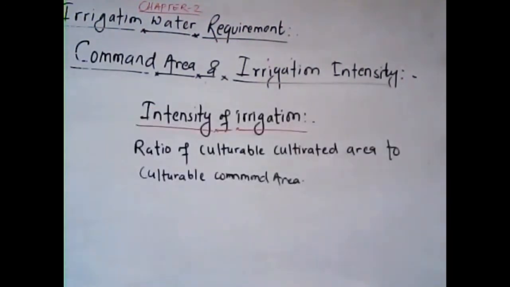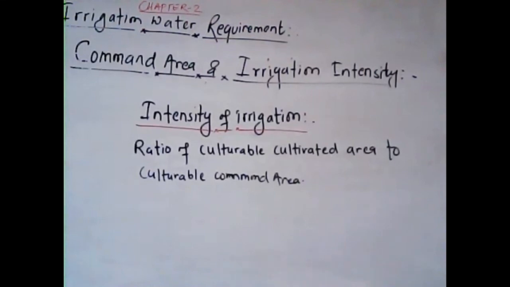Now we have the intensity of irrigation. Intensity of irrigation is the ratio of the cultivable cultivated area to the cultivable command area. We have a cultivable command area, that is, the area that can actually be irrigated, but due to some reason we cultivate only a part of it, which is called the cultivable cultivated area. So the ratio of the cultivable cultivated area to the cultivable command area is known as the intensity of irrigation.